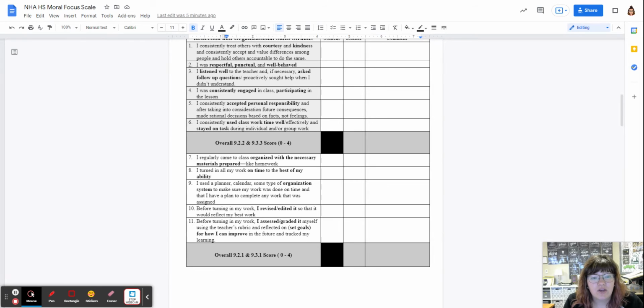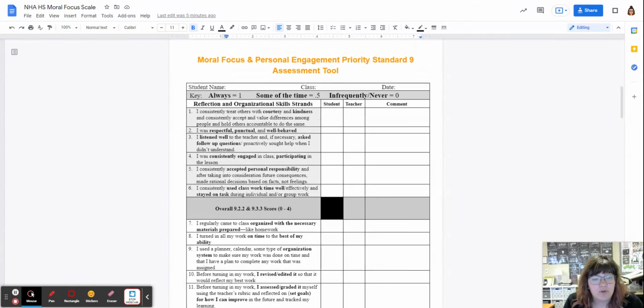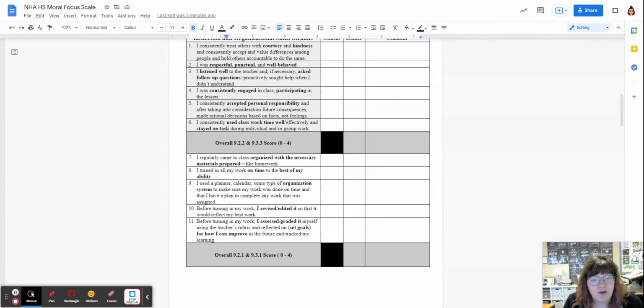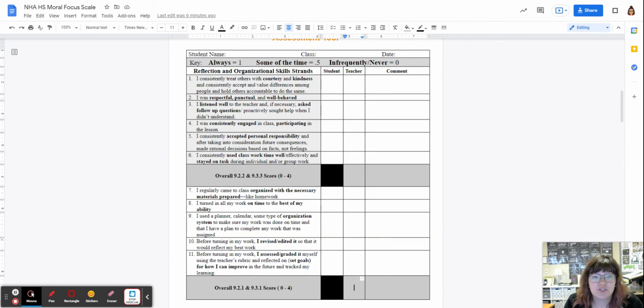Again, overall, looking for that score, overall grade for this band would be between a 0 all the way up to that 4.0. For your next piece as well, this counts for 9.2.1 and 9.3.1 down here. Same deal. Students would self-reflect and give themselves a score as a 0.5 or 1, and then teachers would give that information as well.